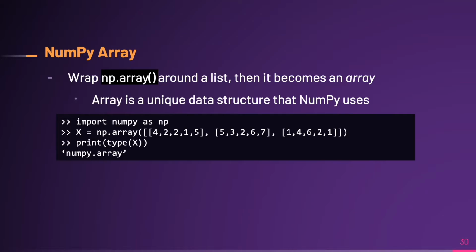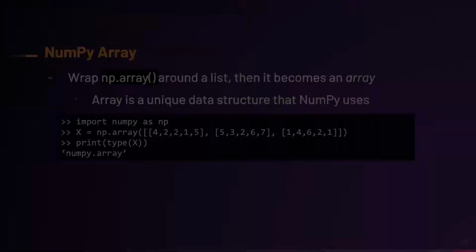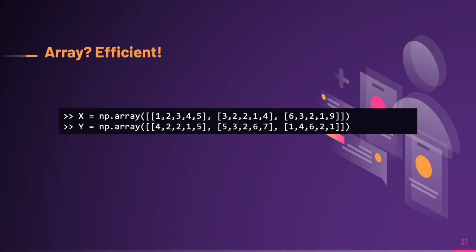The way to turn a normal list into an array is very simple. Wrap the np.array function around the list. An array is a unique data structure that NumPy uses. A library that allows for the use of arrays is NumPy.